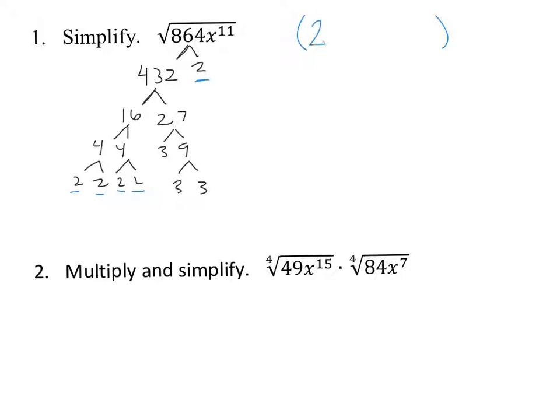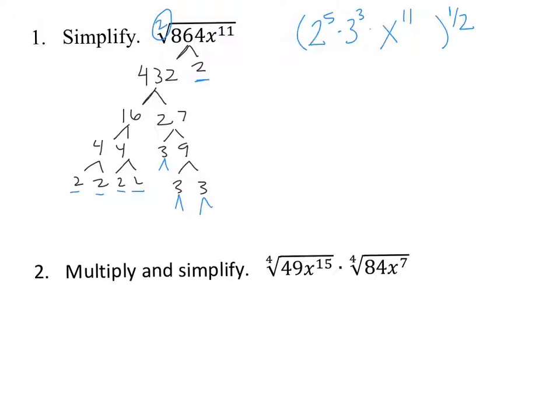So I have 2 to the 5th times, here's 1, 2, 3 3's. And I still have my x to the 11. Remember, this is all multiplying. And if there's no number here, that's a square root. Remember your index root will be a fraction exponent. So I'm changing this to my fraction exponent.